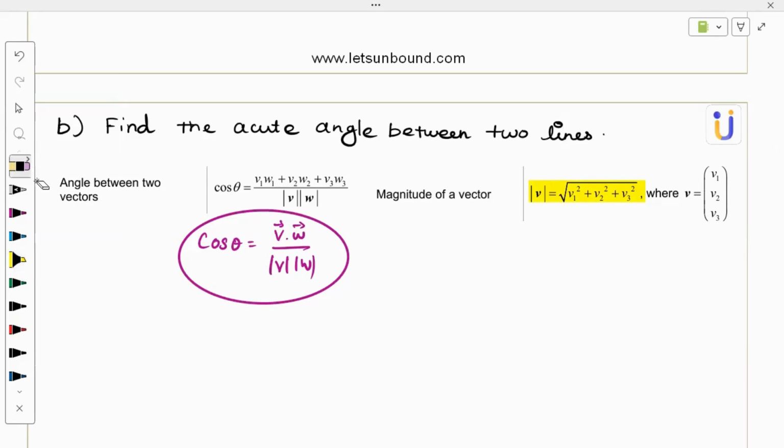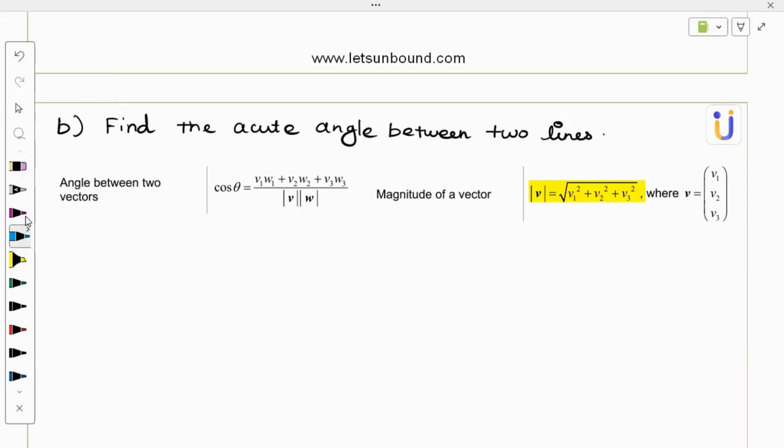Got it? Right. And what are my v and w? These are the lines L1 and L2. Let's go.